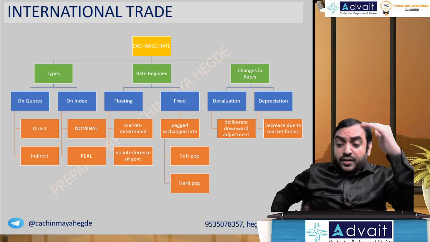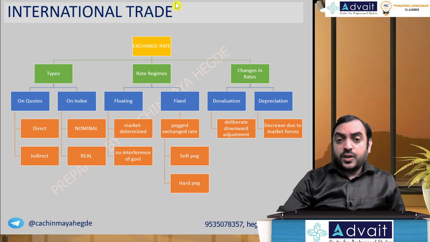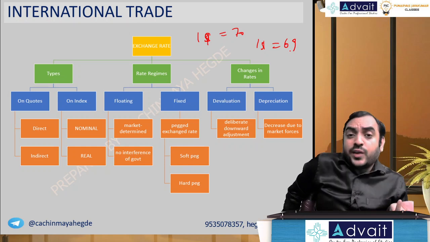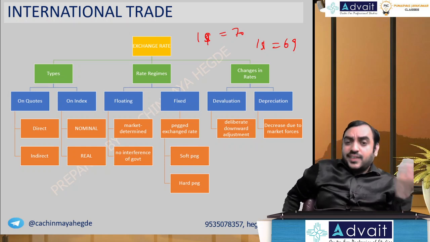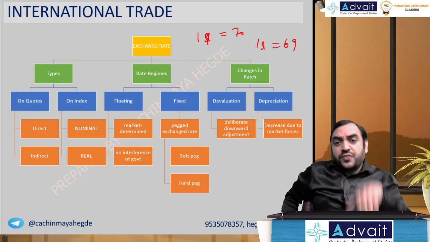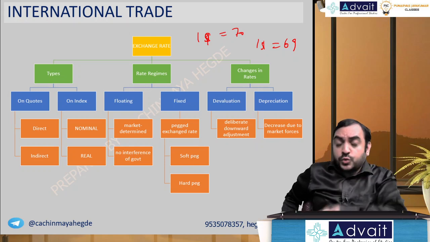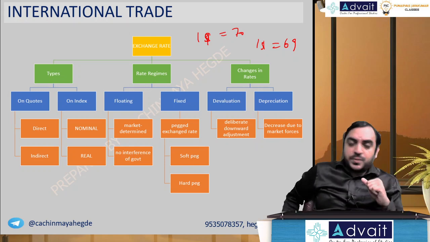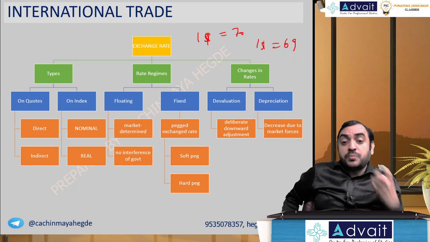Depreciation means reduction in the value. For example, $1. Yesterday it was 70 rupees, and now $1 became 69 rupees. Why did the dollar value reduce? Market force. Yesterday demand was more, today demand is less, or supply is more, supply is less. Because of it, you have exchange fluctuations. So when the value comes down, that's called depreciation. That's because of market force.